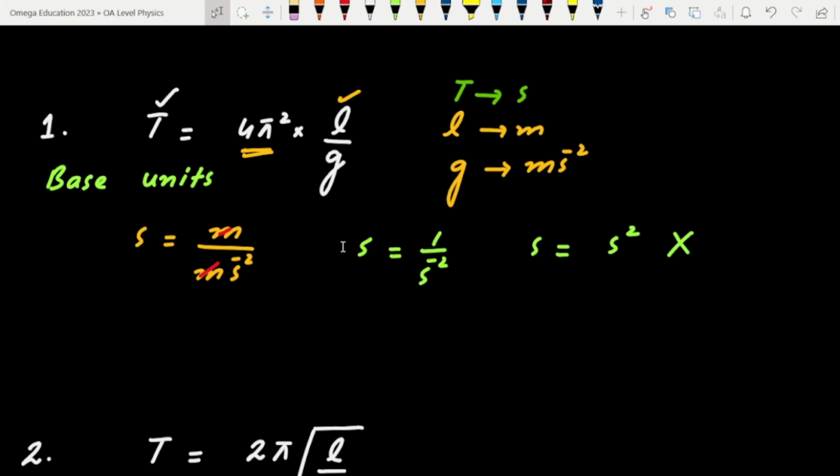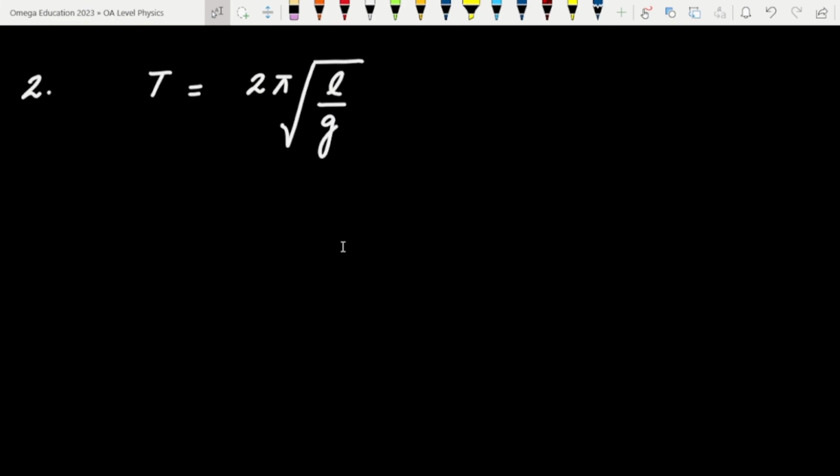Okay, if that is not clear, let us try another example. So they give you this equation and they ask you, is this equation homogeneous or not? All the physical quantities are just the same that we mentioned previously. T is time, L is length, g is acceleration of free fall, 2 pi is a constant number with no units. Let us insert the base units of all these physical quantities.